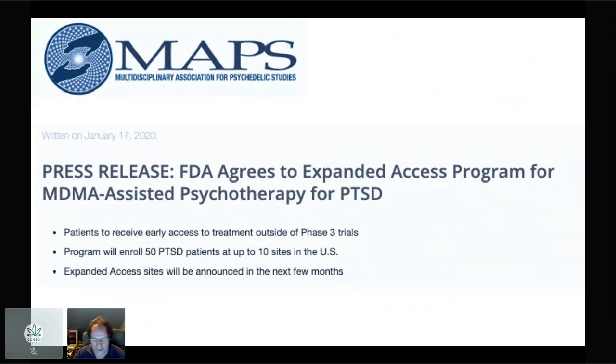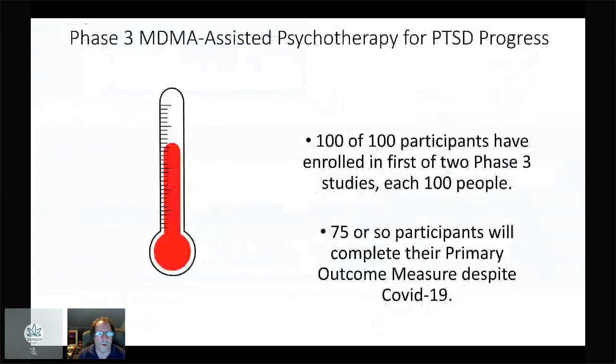Next slide, please. And so where we're at with phase 3, we do with FDA 2 100-person studies. We have enrolled all 100 of the first study. Now, not all of them have started treatment. Not all of them have completed treatment. Things have been interrupted by COVID, but we have enough people that are treated in the pipeline that about 75 or so participants will have completed their primary outcome measure despite COVID, and then we'll have to see about the remaining ones.